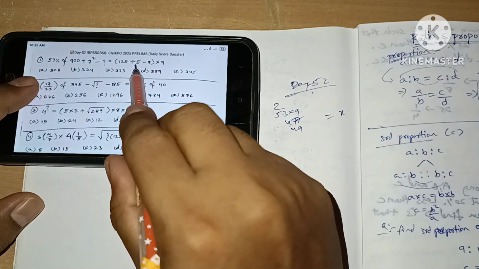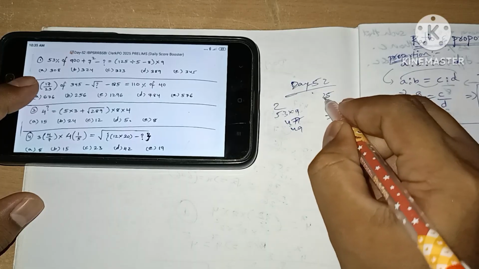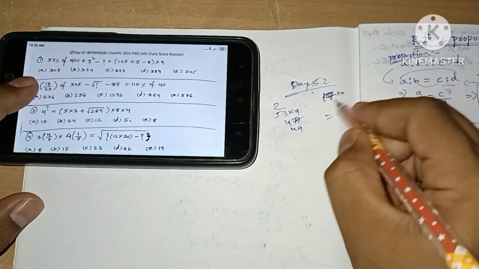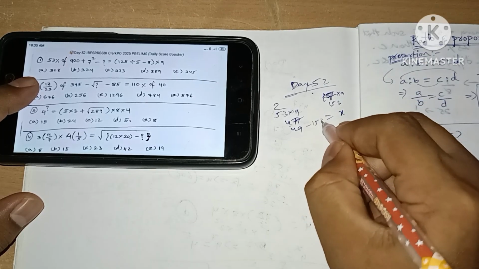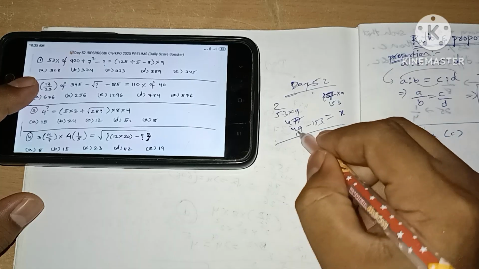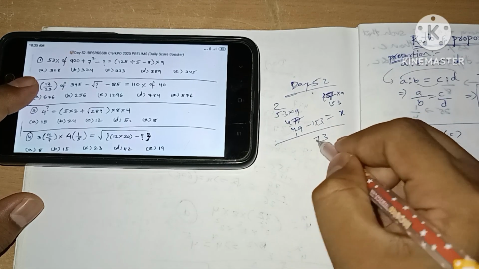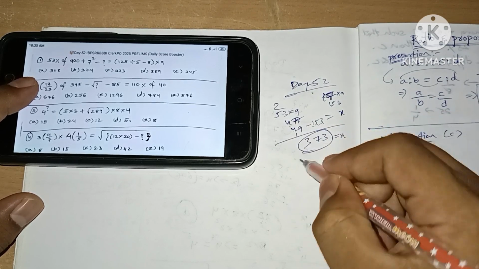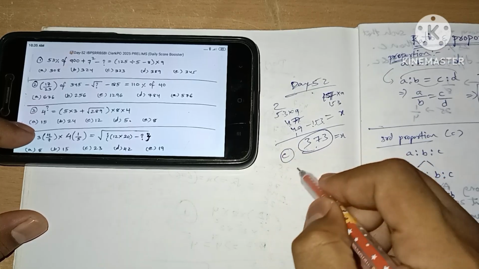Here 125 divided by 5 means 25. 25 minus 8, which will be 17. 17 9 times 153. 153 comes this side with minus 153. So we are left with 16 minus 3, 13. 8 plus 4, 12. 12 minus 5, which will be 7. And 4 minus 1, 3. 373 equals x. So the answer is 373. Option C is our answer.